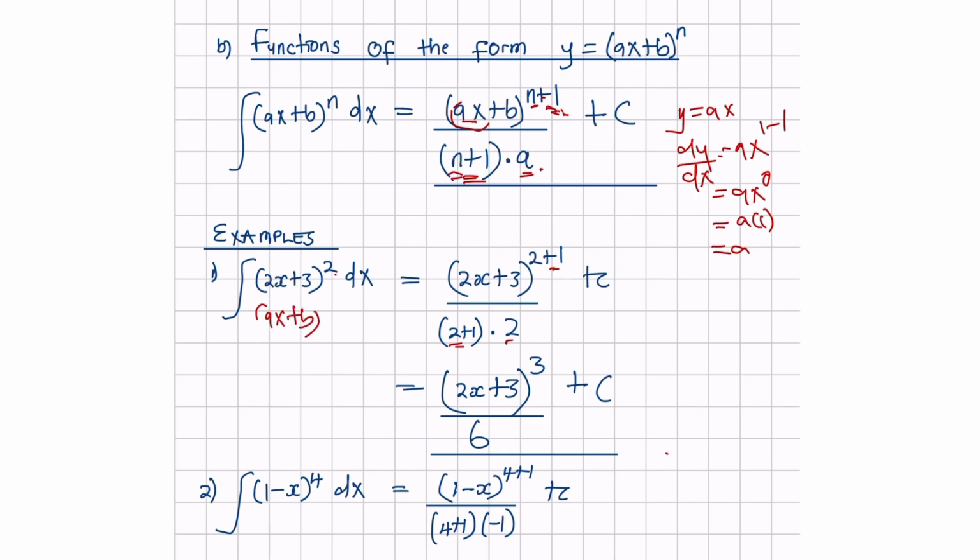Now, how are we going to integrate this? It's the same concept. We're going to add 1 to our power, which is 2. Here we add 1. Then we divide by the new power, which is 2 plus 3. Then the derivative of 2x is going to be 2. Then ultimately, we're going to get (2x plus 3) to the power of 3, over 6, plus the constant c.